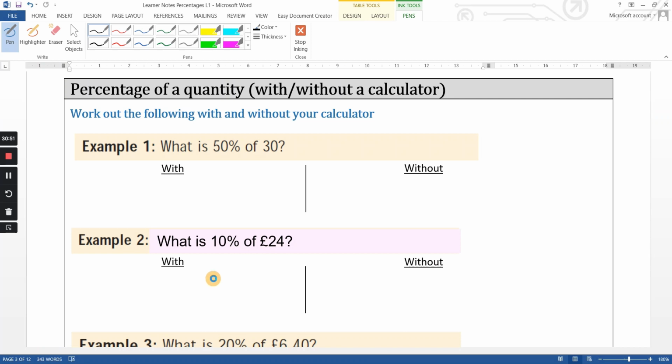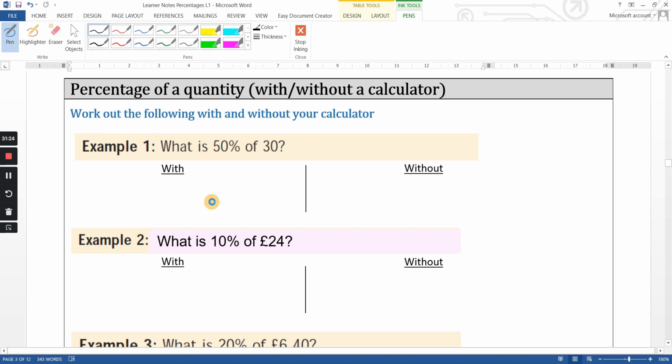Example 1, what is 50% of 30, with the calculator and without? If I had my calculator, what would I do? I know that the answer is 15 because it's just half of that, isn't it? So this is a hopefully straightforward example.